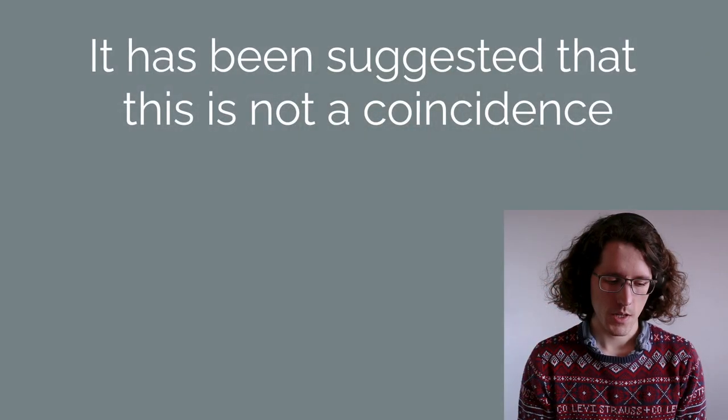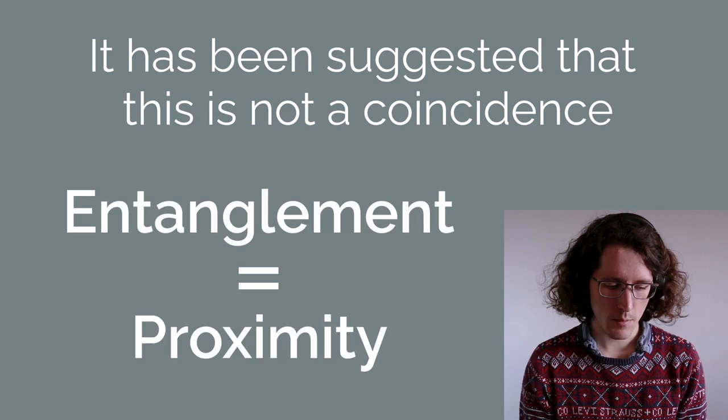At first, this seems like a pretty mundane observation, but it's been suggested that it's not a coincidence. In particular, it's been suggested that the entanglement between two objects is somehow exactly the same thing as their proximity in space. But Josh, how can this possibly be? Because we know from a very famous thought experiment from the 20th century that two particles that are entangled can be at very large distances from each other. And this is actually what Einstein called the spooky action at a distance. So how can it be that entanglement is equivalent to objects being close to each other then?